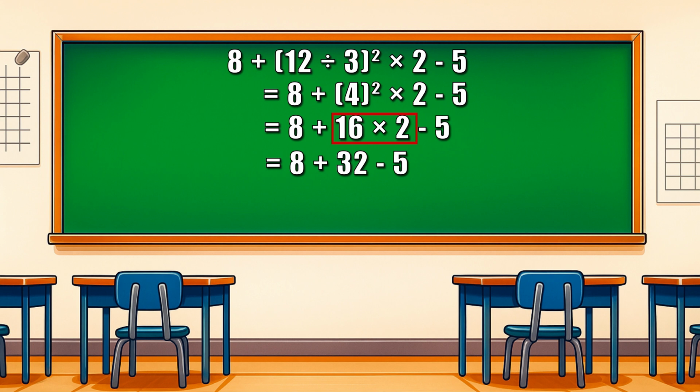And then addition and subtraction from left to right. 8 plus 32, then minus 5. So that would be 40 minus 5 is equal to 35. So the final answer is 35.